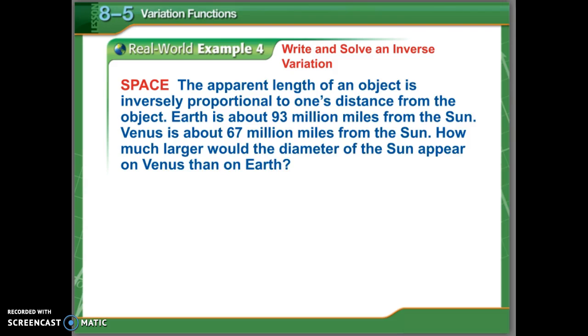All right, example 4, we have a real world problem. It's about space. It says the apparent length of an object is inversely proportional to one's distance from the object. Earth is about 93 million miles from the sun. Venus is about 67 million miles from the sun. How much larger would the diameter of the sun appear on Venus than on Earth? So the key here is it's inversely proportional. So we need to think of the equation again. K is going to equal x times y.